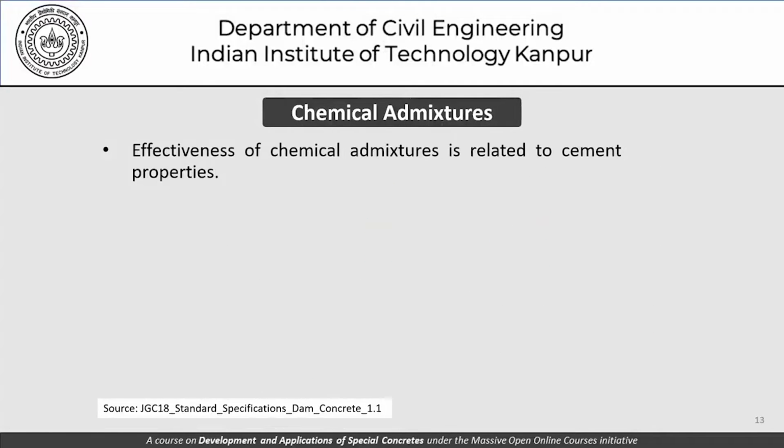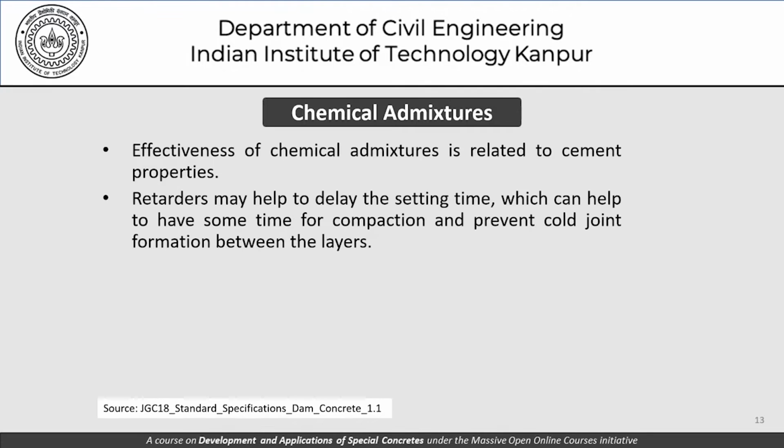As far as chemical admixtures are concerned, the effectiveness of chemical admixtures is related to cement properties, and we should make sure that we have made the checks and balances which are required from the point of view of compatibility with cement. Retarders may help to delay the setting time, which may be required, and in fact it will facilitate our ability to have some time for compaction and prevent cold joint formation between layers.